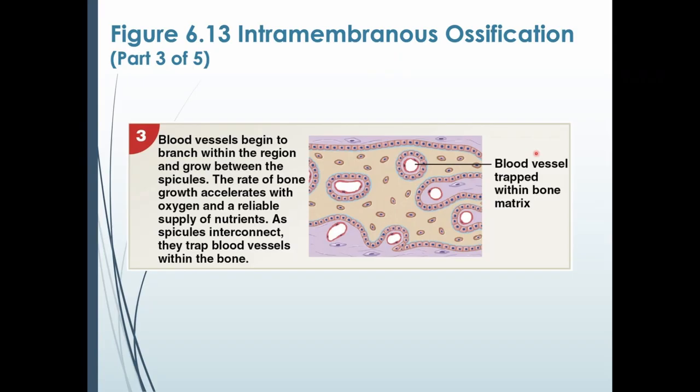Your blood vessels are going to begin to branch within the region and grow between the spicules. The rate of that bone growth is going to accelerate with oxygen and nutrient availability. So when you tell your kids to have their calcium drink, whatever that looks like, there's a reason for that. When you tell them to eat their greens because they need their phosphorus, you don't have to go into the details. Just tell them you need it to grow. Alrighty.